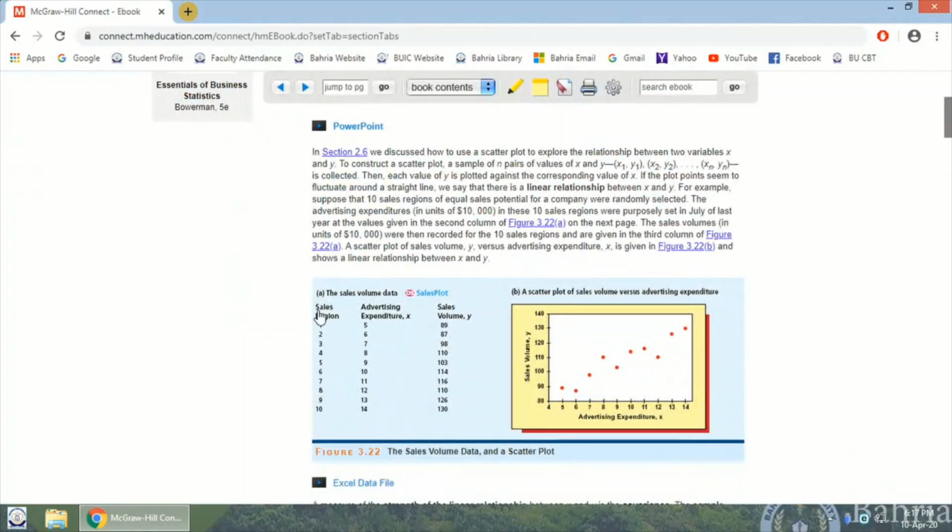Here we have two values. If you can see, this is a sales region, and they have given us 10 regions, and we have expenditure per region in units of 10,000. So that is multiplied by $10,000. So you have 50,000, 60,000, 70,000. By units of 10,000, this is changing. And similarly, the sales volume can be multiplied by 10,000. You have 89,000, 87,000.